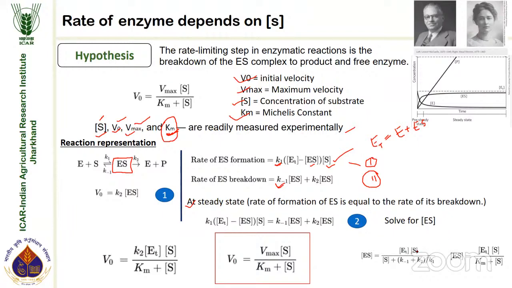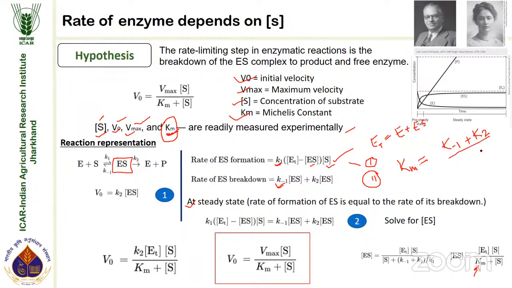this equation: ET into S divided by substrate concentration plus K inverse plus K2 by K1. K inverse is the reverse rate constant. K1 is the forward, K2 is the second forward reaction, then divided by K1. K1 is constant, K2 is constant, and K reverse is also constant. This combined constant, we assume, is another constant named Km. This is the Michaelis constant. What is Km?